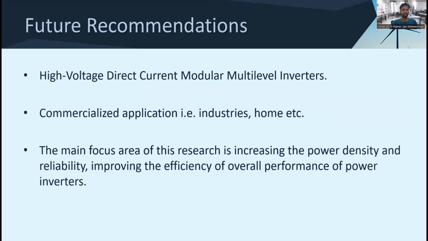These are our future recommendations. High voltage direct current modular multi-level inverter. We will take this inverter to multi-stages. We will also commercialize this inverter for industries and homes. The main focus area of our project is increasing power density and reliability, and improving the efficiency and overall performance of power inverters. We will also be working in future on these recommendations.